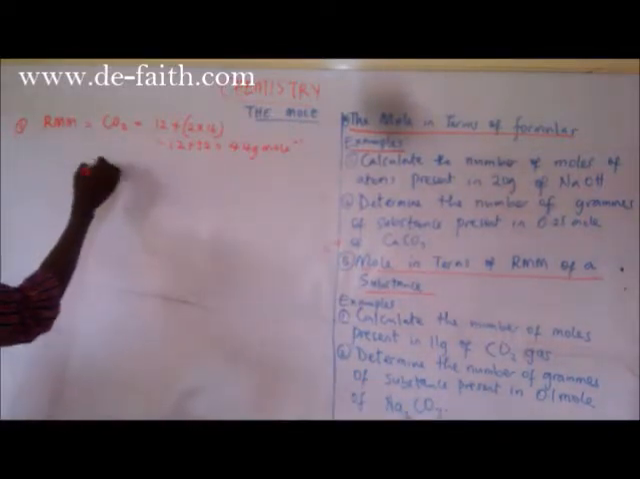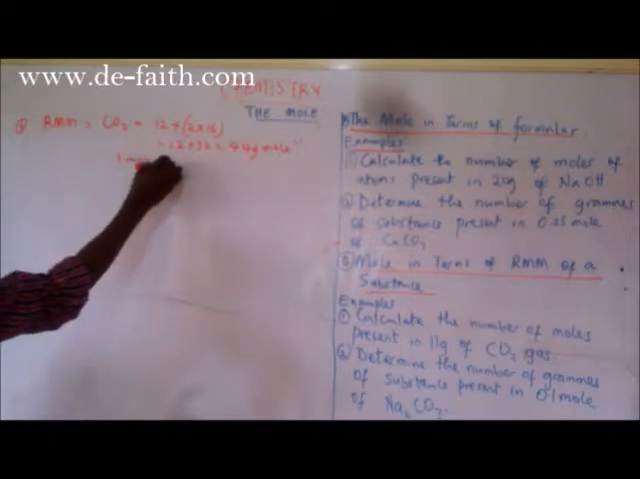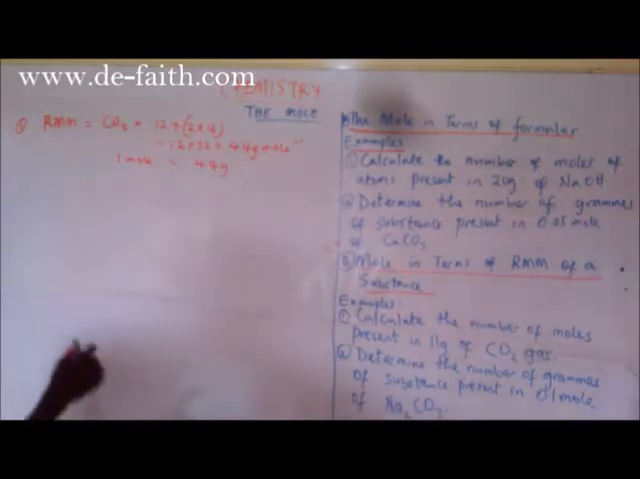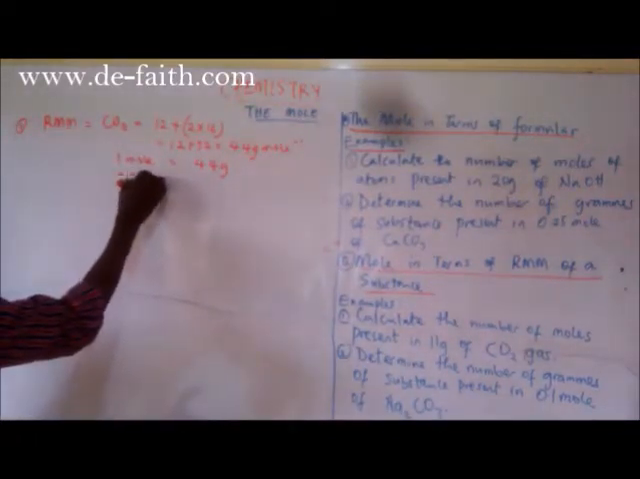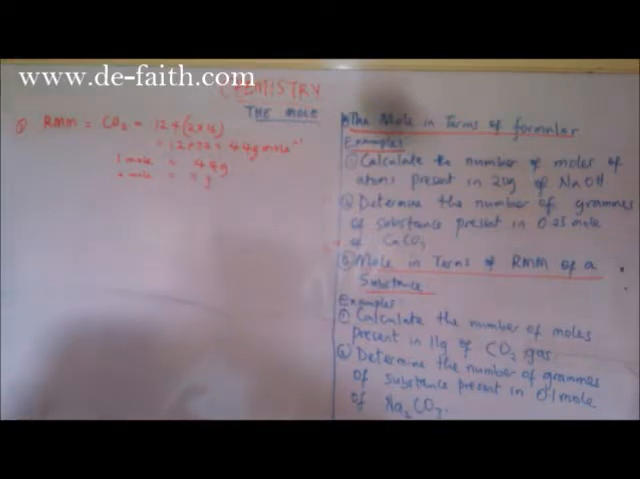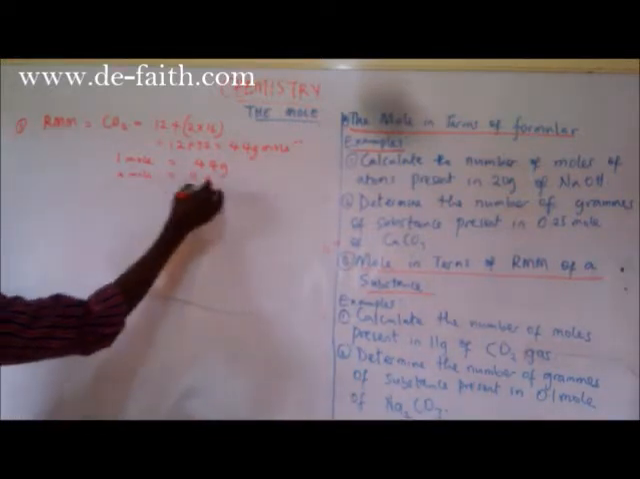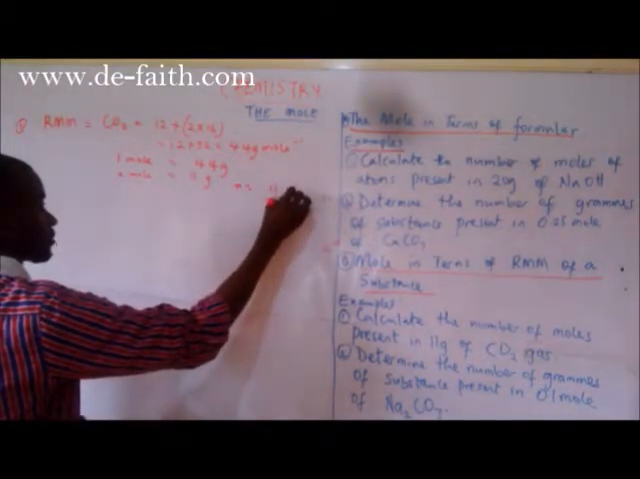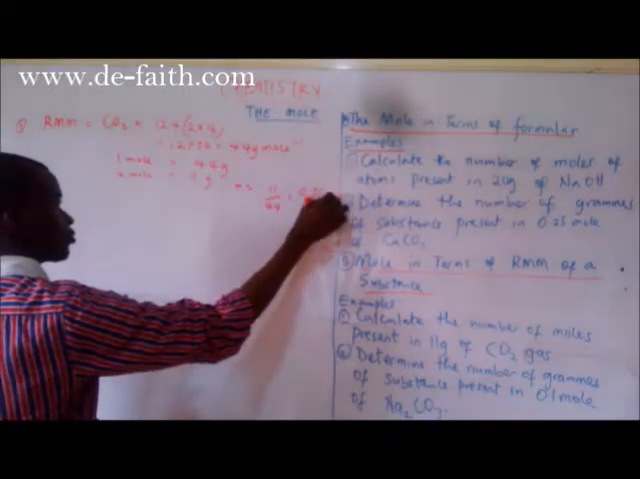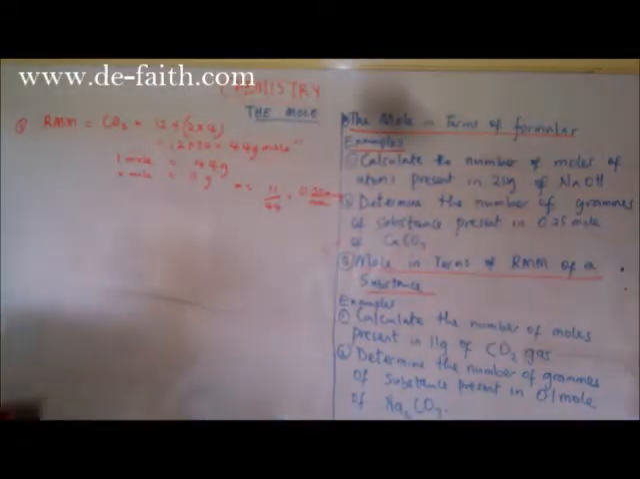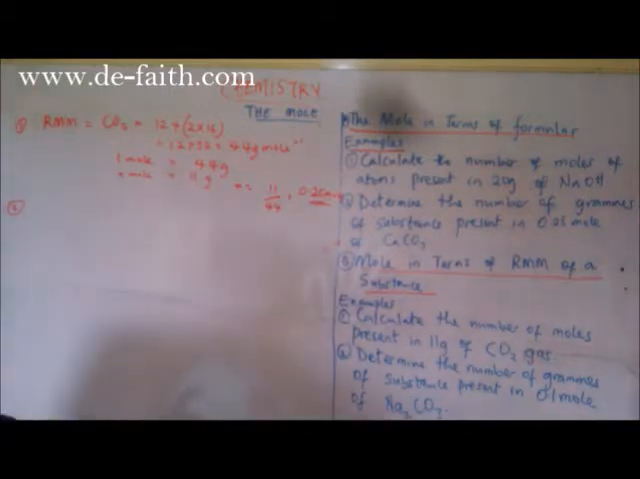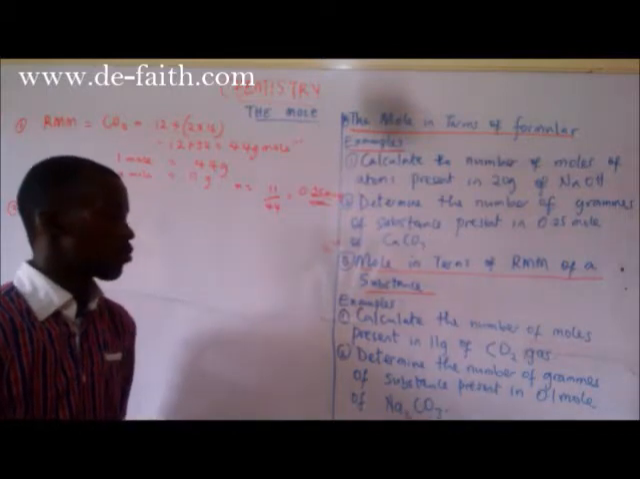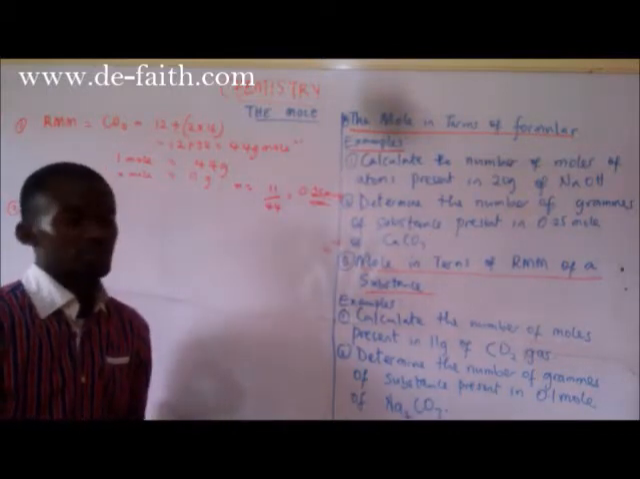Now, if 1 mole equals 44 grams, according to what we have here, how many moles are we going to have when we have 11 grams of carbon(IV) oxide? Therefore, X equals 11 over 44, and that is 0.25 mole. Example 2. We are to determine the number of grams of substance present in 0.1 mole of sodium trioxocarbonate(IV).